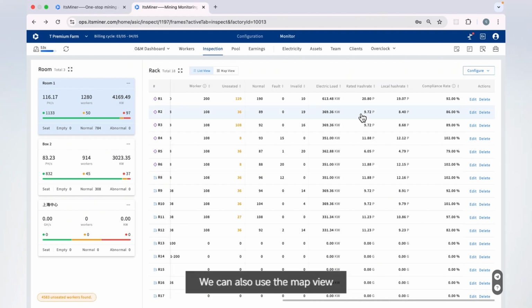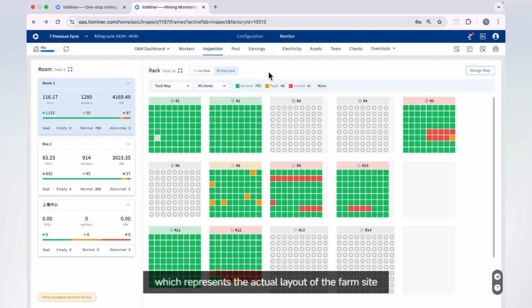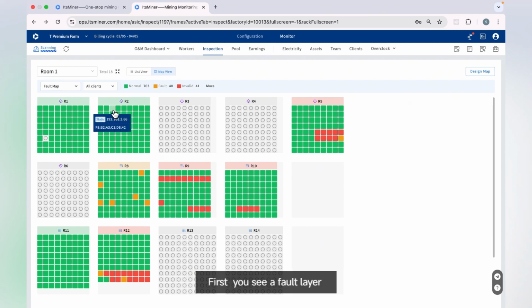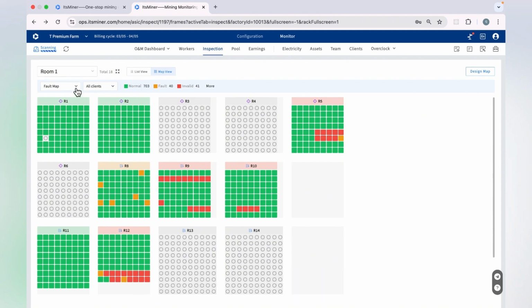We can also use the map view, which represents the actual layout of the farm site, to monitor the status of the miners. With the map view, we have multiple layers. First, you see a fault layer. You can directly see the machine's fault status here.